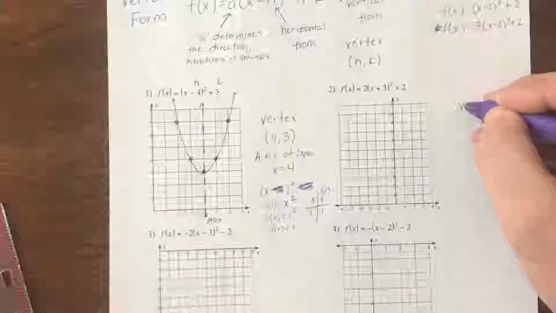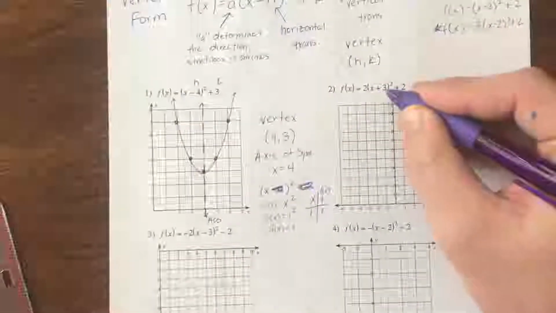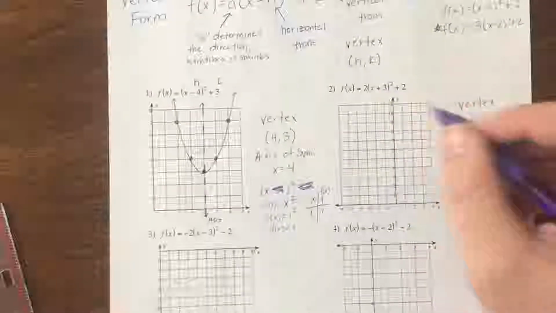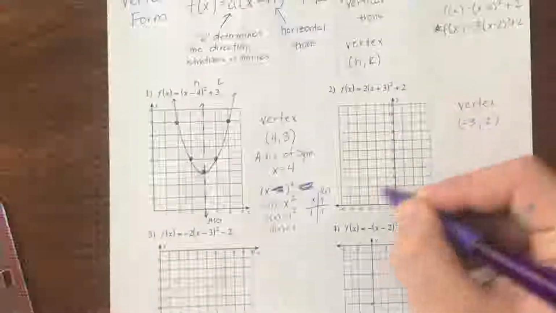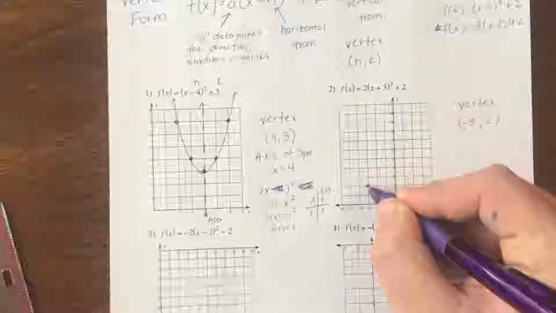So f of x equals 2 times (x plus 3) squared plus 2. Again, what's my vertex? I should know my vertex just from looking at this. It's the opposite of this every single time: -3, 2. So I got (-3, 2) as my vertex. I can put that point there.